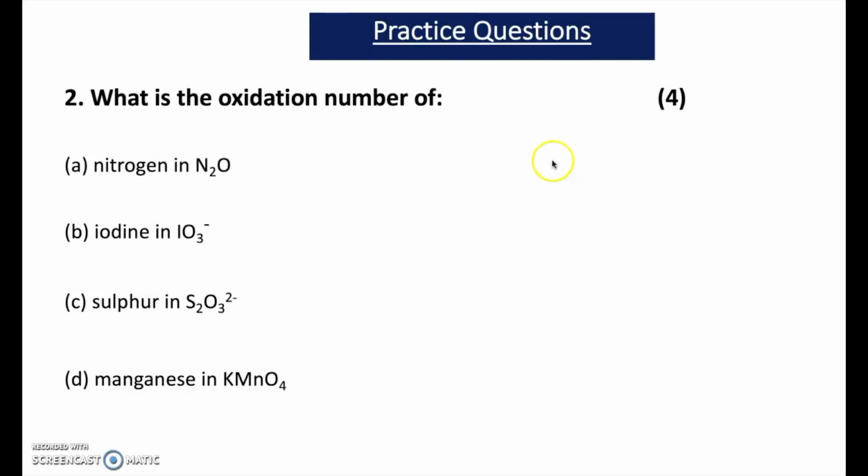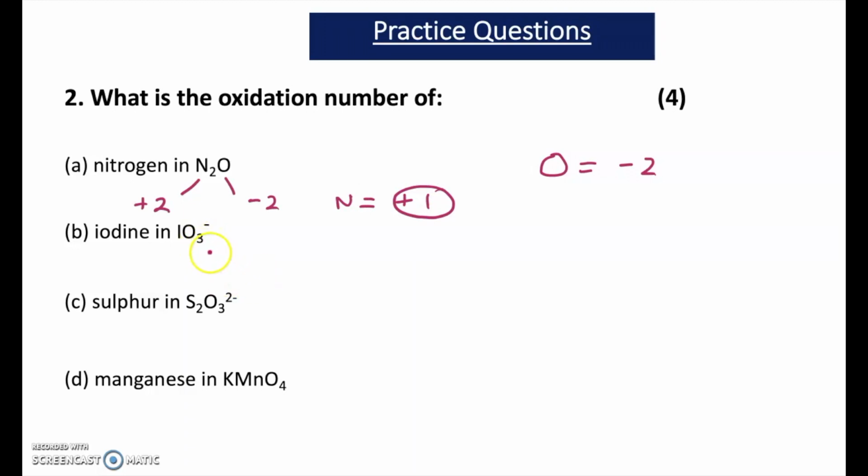So now let's go through the answers to question 2. So in 2A, you're asked to find the oxidation number of nitrogen in N2O. Now here, oxygen is the more electronegative element, so it has the minus oxidation number. So oxygen's -2 here. So therefore N2 must add up to +2, because remember the sum of the oxidation numbers have to equal 0 in a compound. So each nitrogen has a +1 oxidation number.